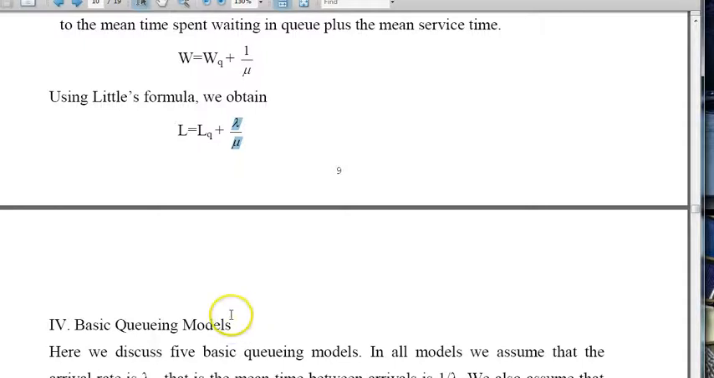So in the next video, we'll just focus on 5 queuing models and discuss those. Okay, see you in the second video.